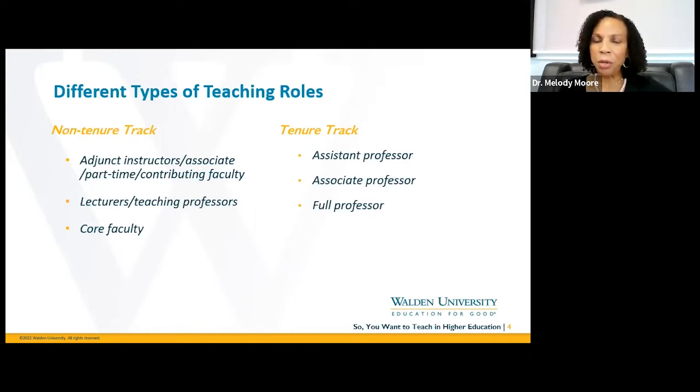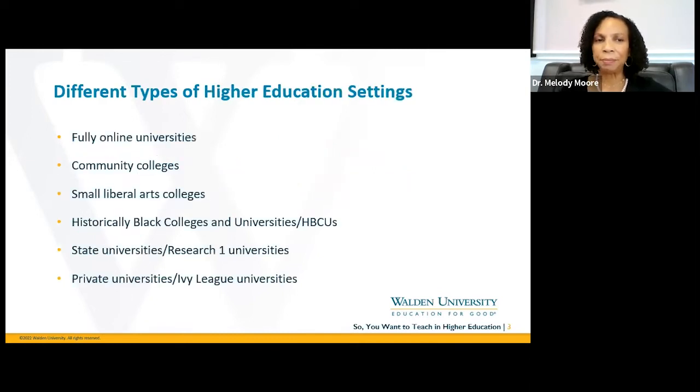And these are also positions that are usually temporary, part-time. In terms of tenure track, these are what we would consider full-time, full benefit positions. There's assistant professor, associate professor, and full professor. Various universities have different criteria for each one of these positions. If you want to ask specific questions about that, we can talk a little bit more about that at the end. Next slide, please. Thank you, Dr.